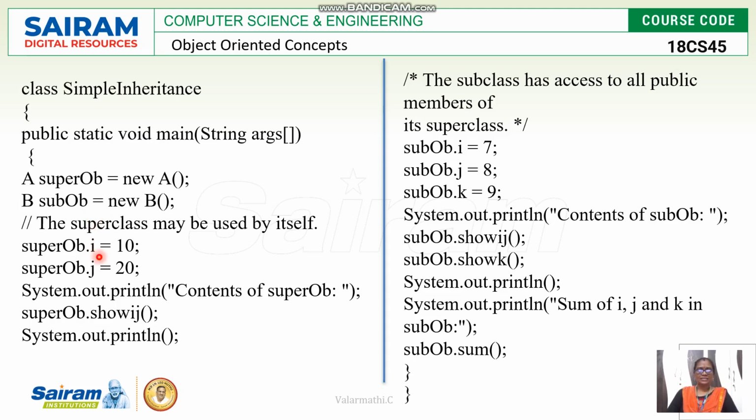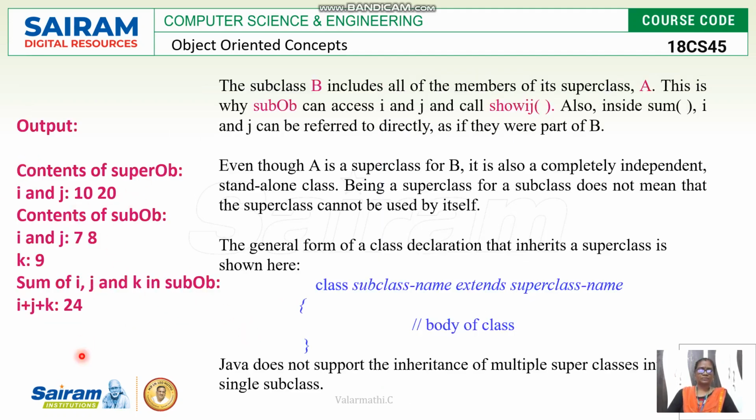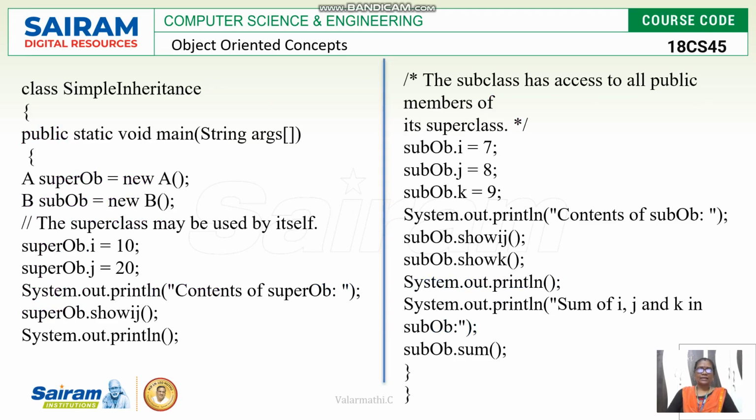Now I'm going to assign the values of i and j, which are declared in the superclass. Using my superclass object, superOb.i is assigned 10 and superOb.j is equal to 20. The contents of the superclass object are nothing but i and j, which will be printed first. So i equal to 10 and j equal to 20 are printed as the first output.